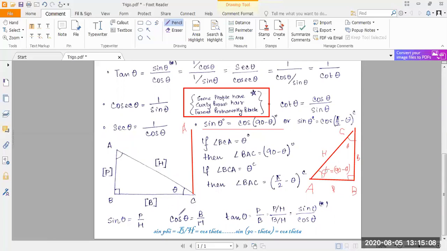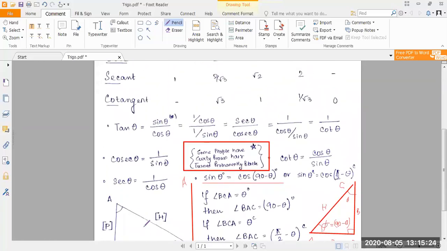And I want you to put those values in the P by H form. You will see the ratio will come out to be 1 by root 2. So you will have sine theta when theta is 45 degree. You will have sine 45 degree as 1 by root 2. So you can try that out as a homework.